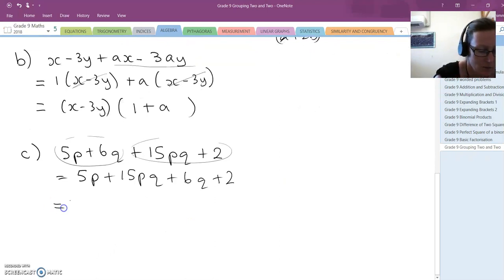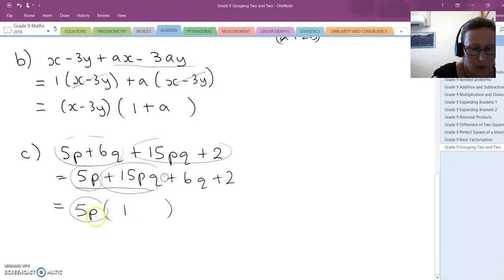Let's look at the first 2 terms. They both are divisible by 5 and they both have a p. So if I've taken 5p out the front, I'm left with 5p divided by 5p is 1, and 15pq divided by 5p is plus 3q. Let's look at the last 2 terms. What's common to those? They've both got a positive 2. And what am I left with? Well, if I've got 6q and I divide it by 2, I'm left with 3q. And if I've got 2 divided by 2, I'm left with 1.